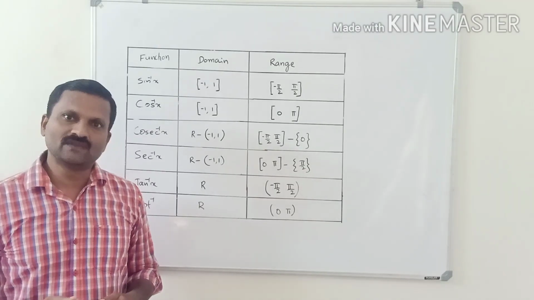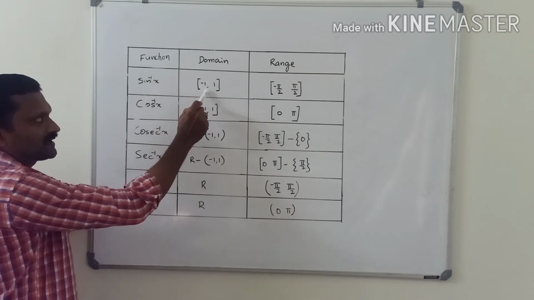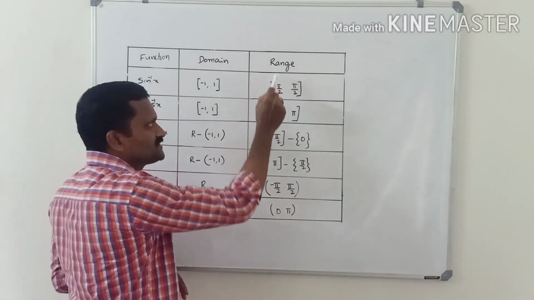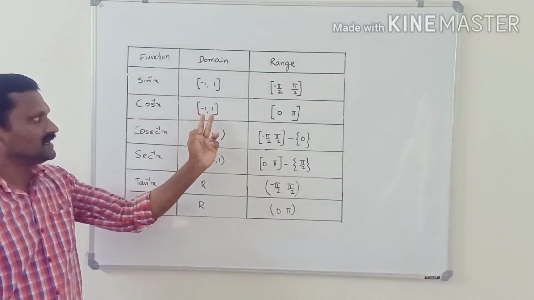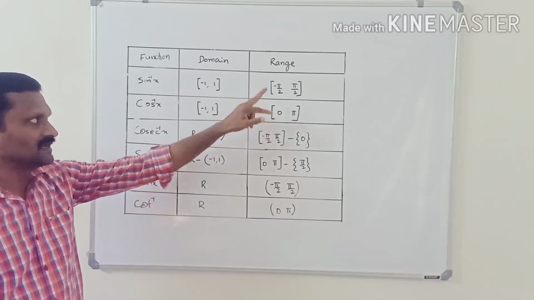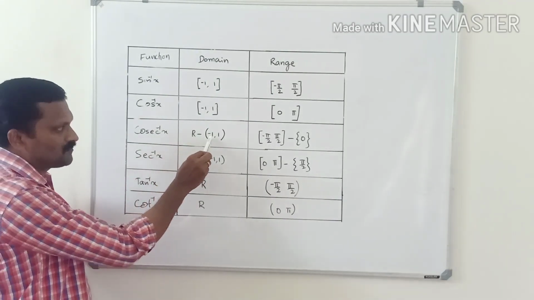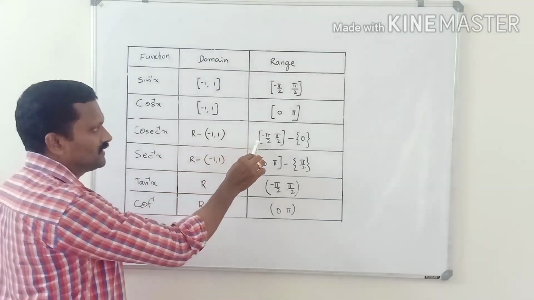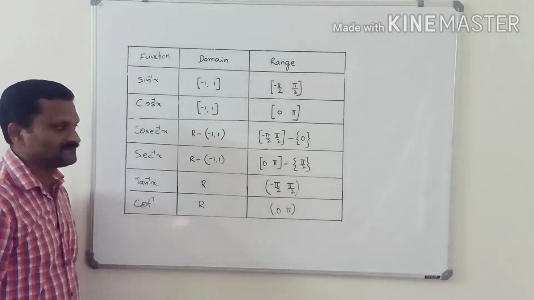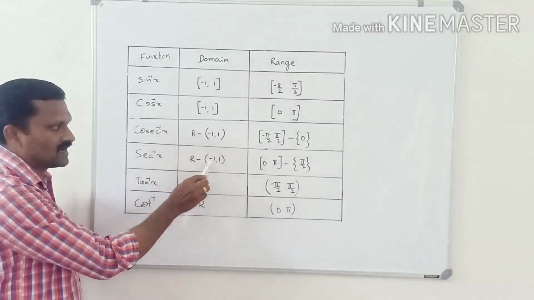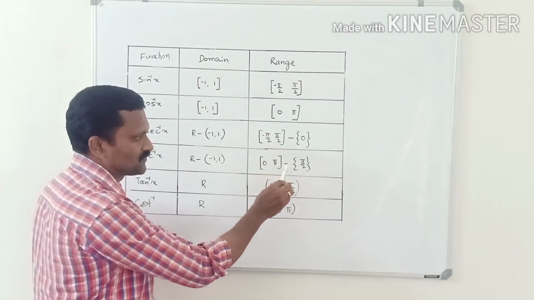Domain and range of inverse trigonometric functions. Sin inverse, domain closed interval minus 1, 1, range closed interval minus pi by 2, pi by 2. Cos inverse, domain closed interval minus 1, 1, range closed interval 0, pi. Cosec inverse, domain R minus open interval minus 1, 1, range closed interval minus pi by 2, pi by 2 minus set 0. Sec inverse, domain R minus open interval minus 1, 1 and range closed interval 0, pi minus set pi by 2.